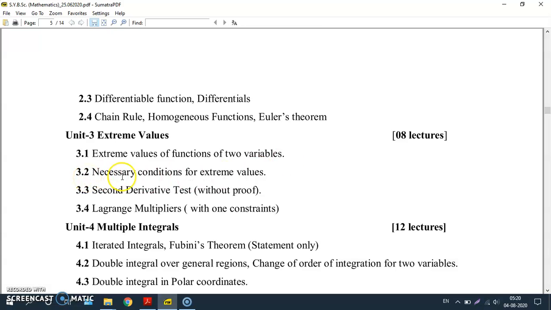In 3.2, we will see the necessary condition for extreme values. In 3.3, we will see the second derivative test without proof. It is used to investigate the maxima or minima of a function. In 3.4, Lagrange multiplier method. Here also, we will investigate with one constraint.